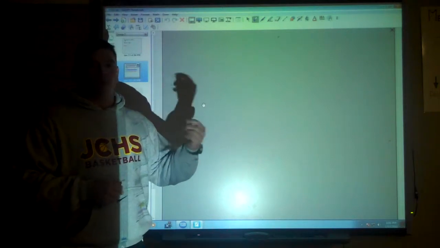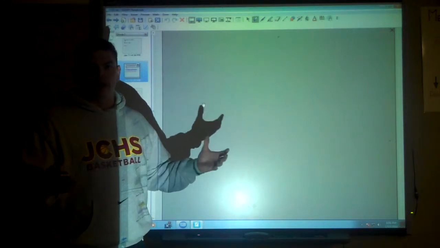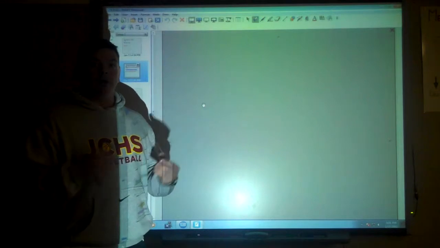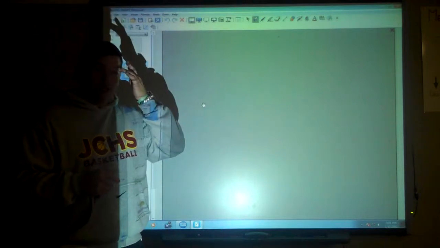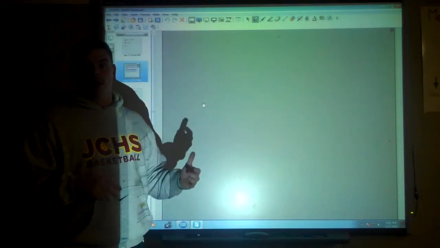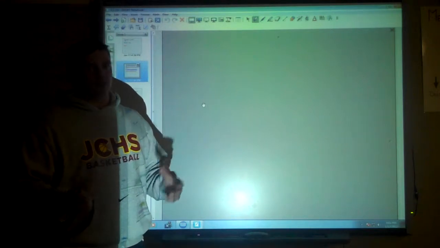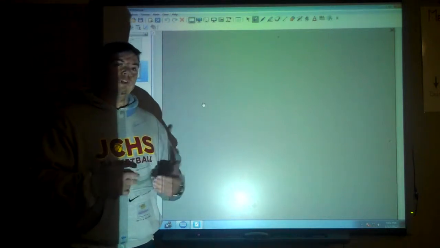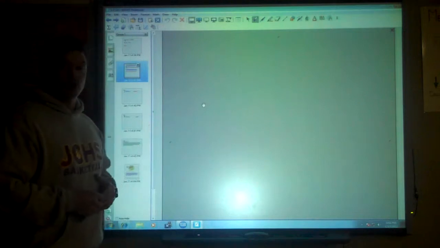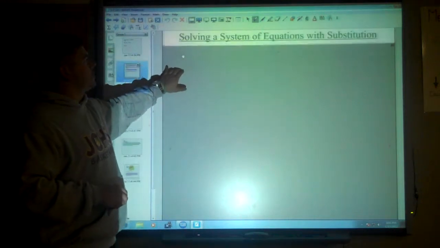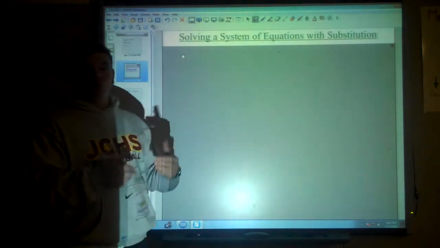If they cross at (1, 1) or (2, 5) or something very nice like that, it's great. But the solution to the two equations might be at (2 1/4, 3 1/8), and that's not so easy to see on a graph. So another method that we have is known as substitution. And these are the steps that we'll be using for solving the equation using substitution.